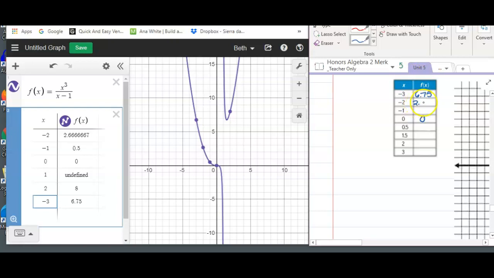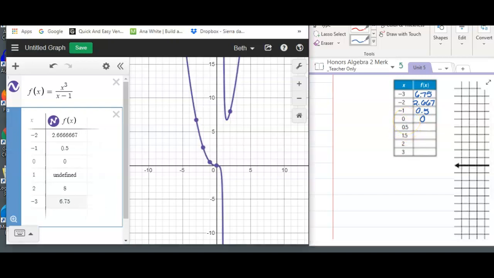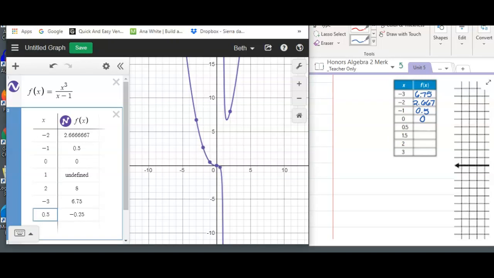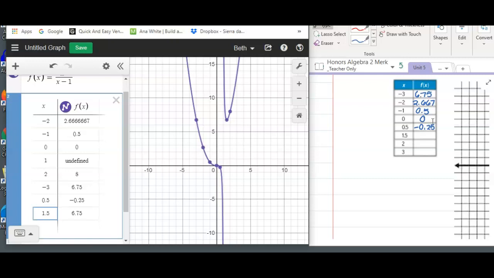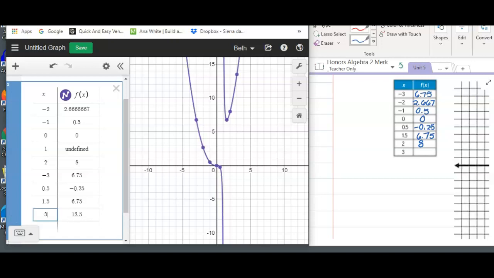-2 gives me 2 2/3. -1 is 0.5. 0, 0. 1 is undefined. It's not even listed on our table. Our table does ask for 1/2, so let's try 0.5. I'm just typing that in and I get -1/4. 1.5 gives me 6.75. 2 gives me 8. Let's see what 3 gives me. 13.5. That's probably going to fall off my graph.